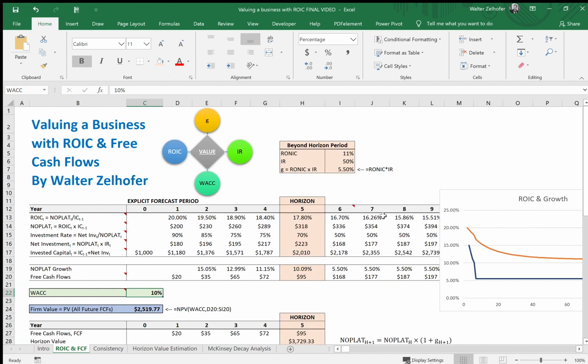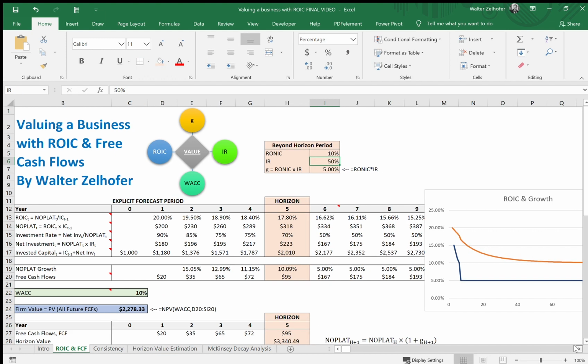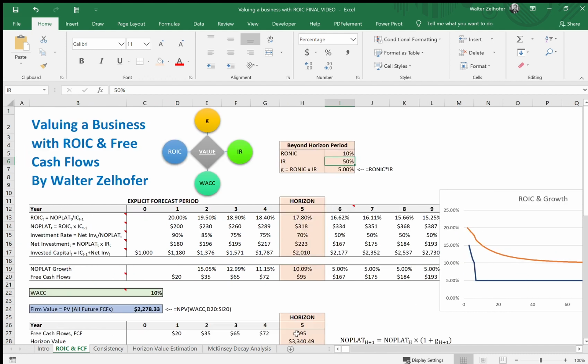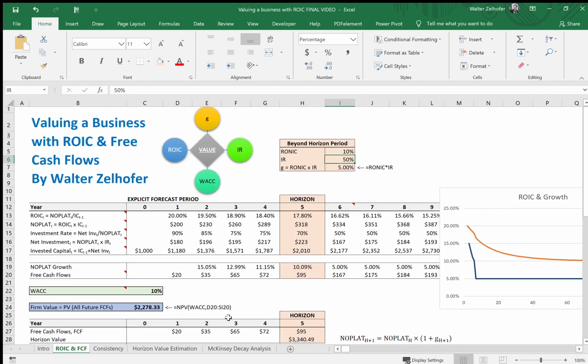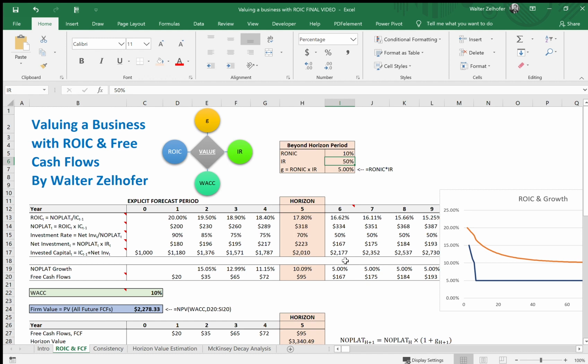Or if you want to be more conservative, you can change the return on new invested capital to your cost of capital, which is 10%. And that's going to give you, of course, a lower value for your firm, which is shown here in blue. So depending on your assumptions, once you've done your competitive analysis, you've done your Porter's 5 forces, the SWOT analysis, strengths, weaknesses, opportunities, threats, and all of that stuff, you can get an idea of, hey, is this business likely to maintain a return on invested capital above their cost of capital or not?